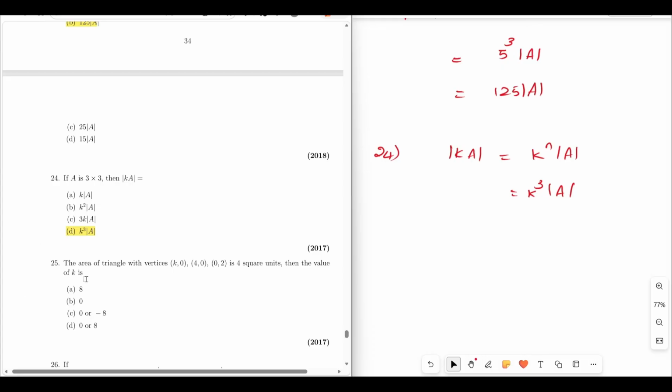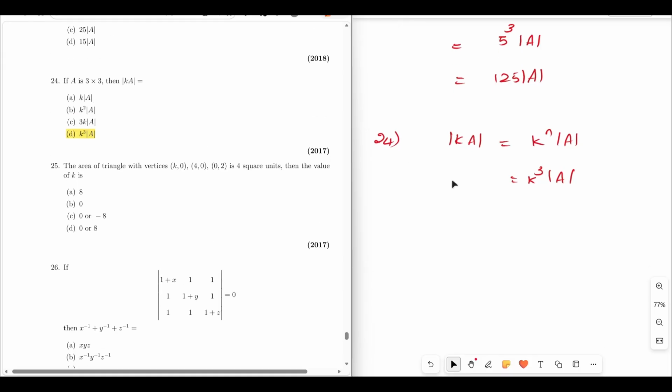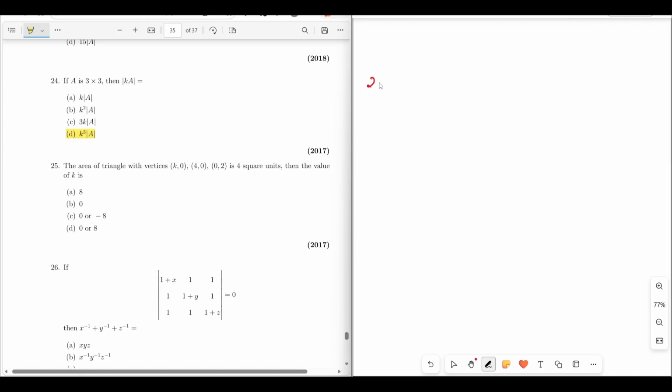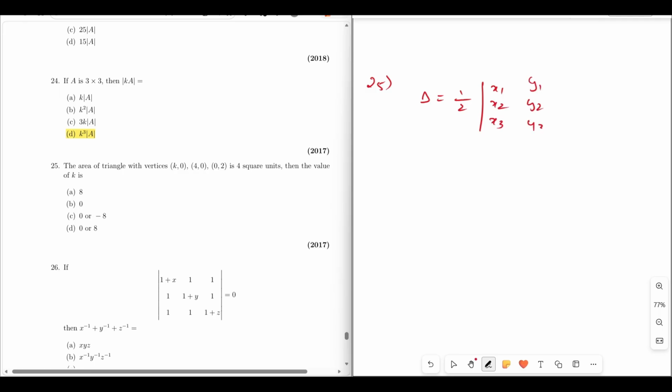So we'll go with one more question, that is the 25th question. The area of the triangle with the vertices is 4 square units. Basically, we know the formula for the area of a triangle: half mod determinant of x1, x2, x3, y1, y2, y3, 1, 1, 1. They have given the area of the triangle. Whenever they give you the area of a triangle, you have to take both the positive and negative value. So plus or minus 4 is equal to 1 by 2 times the determinant of x1, x2, x3, y1, y2, y3, 1, 1, 1 with the given vertices.